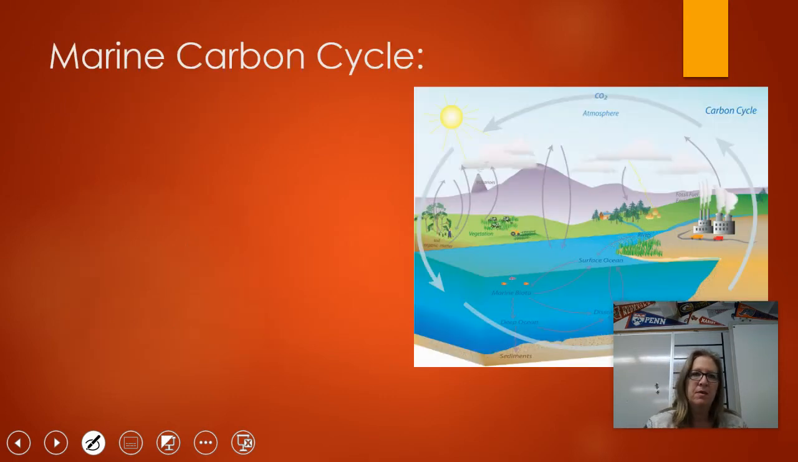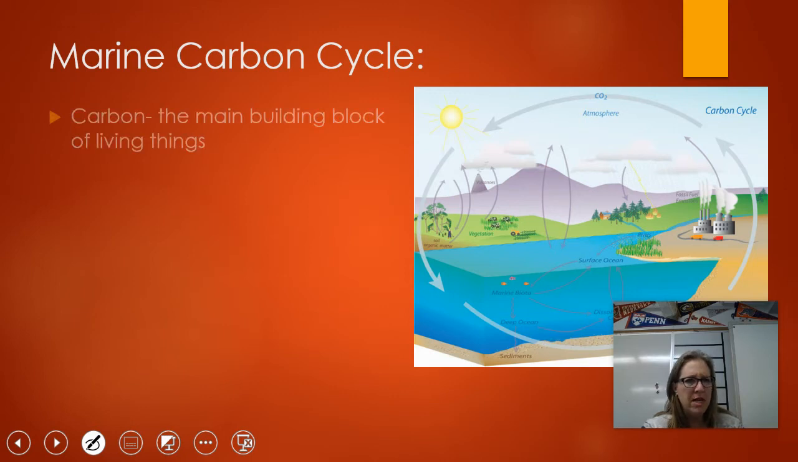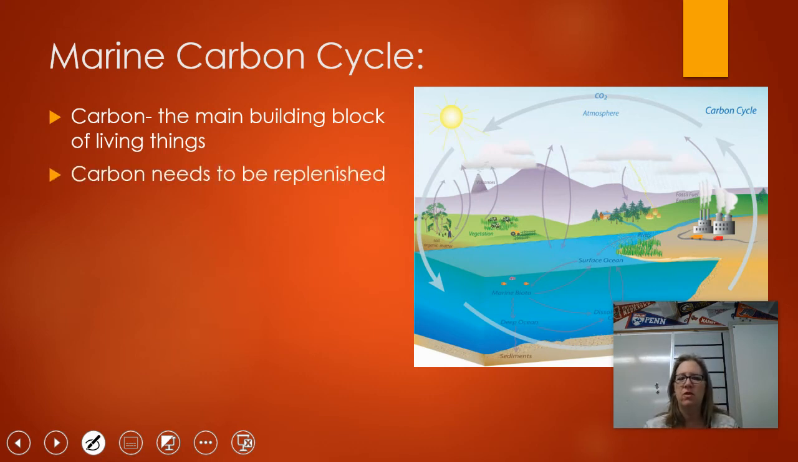All right, so we've got 2 cycles to talk about: a carbon cycle and a nitrogen cycle. They're pretty complicated, so we're just going to talk about the basics here. Carbon is one of the main building blocks for all living organisms. It's known as an organic substance. In fact, if you take organic chemistry in college, it's all about carbon. But it needs to be replenished. As living things are using carbon, there needs to be a new supply of carbon.